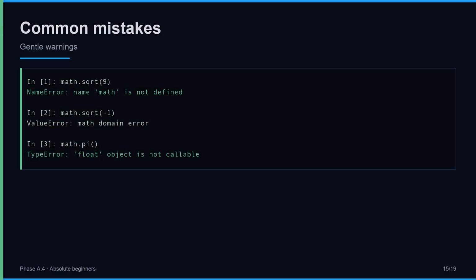3 small mistakes. First, using math before importing, name error. Add import math at the top. Second, sqrt of -1, value error, because the square root of a negative number is not a real number. Third, calling math.pi with parentheses, type error, because pi is a value, not a function. No parentheses for constants, parentheses for functions.